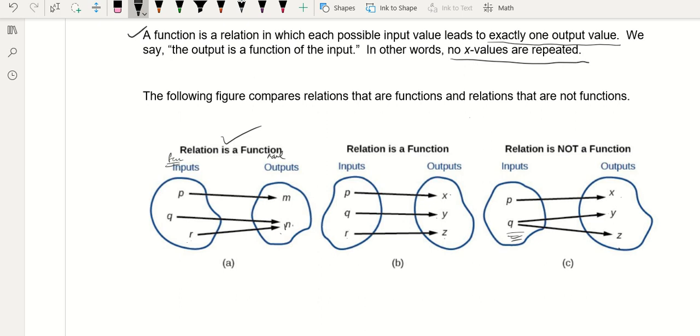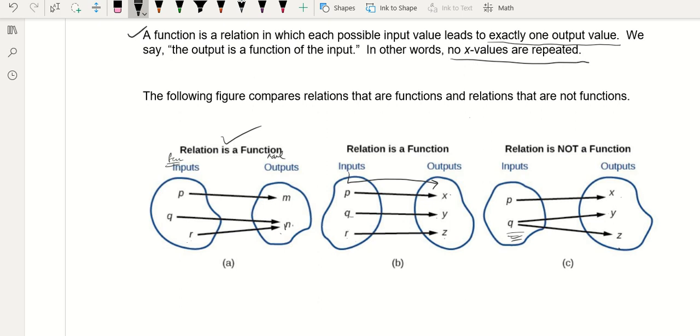Okay, if we look at our next example, we have another relation that is a function, right? Where P is with X, Q is with Y, R is with Z. Every one value of x is with one value of y. The last one is a relation that is not a function.